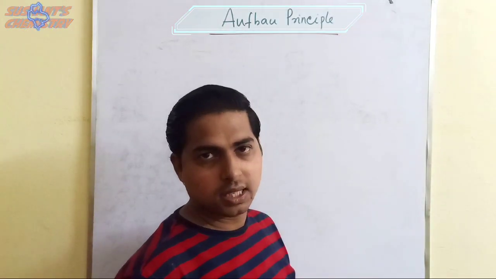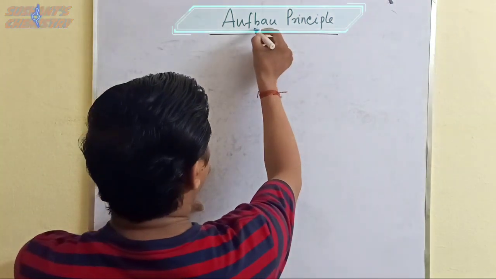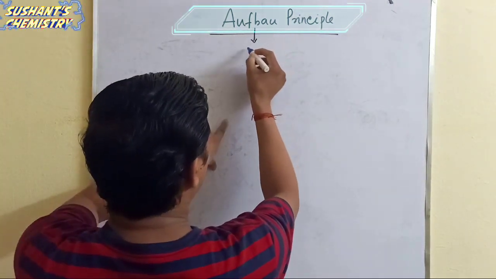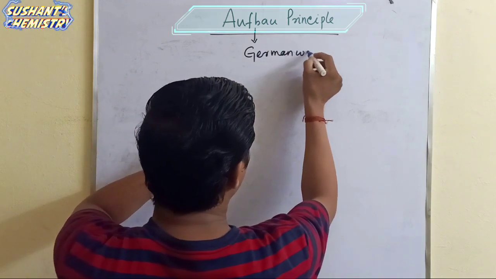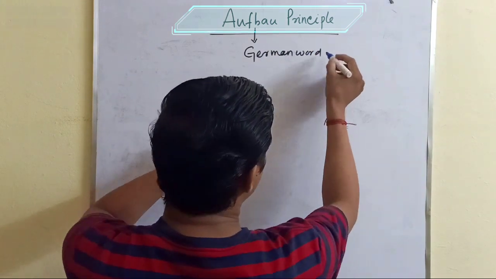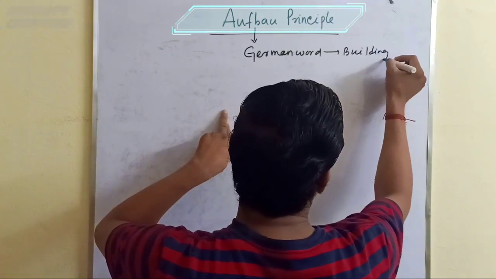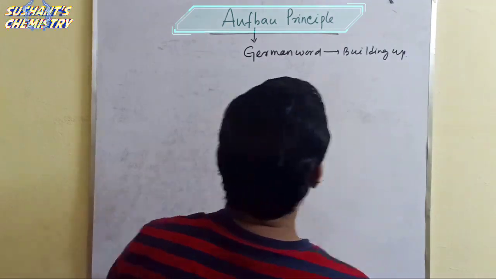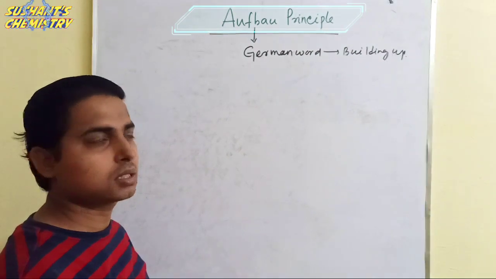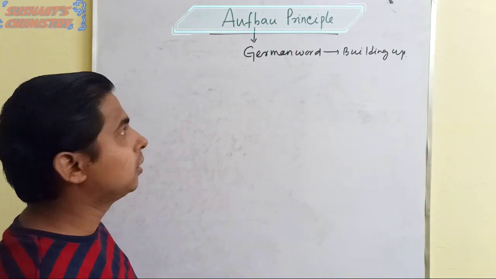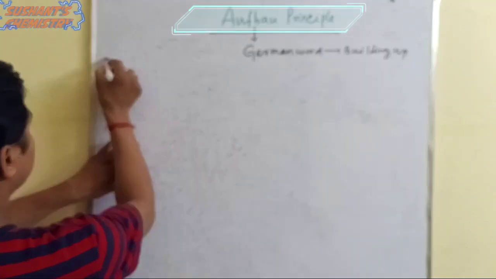Dear students, today we start the Aufbau Principle. The term Aufbau is a German word which means building up. This principle tells how the electrons are filled in the various subshells or orbitals by increasing order of their energies.